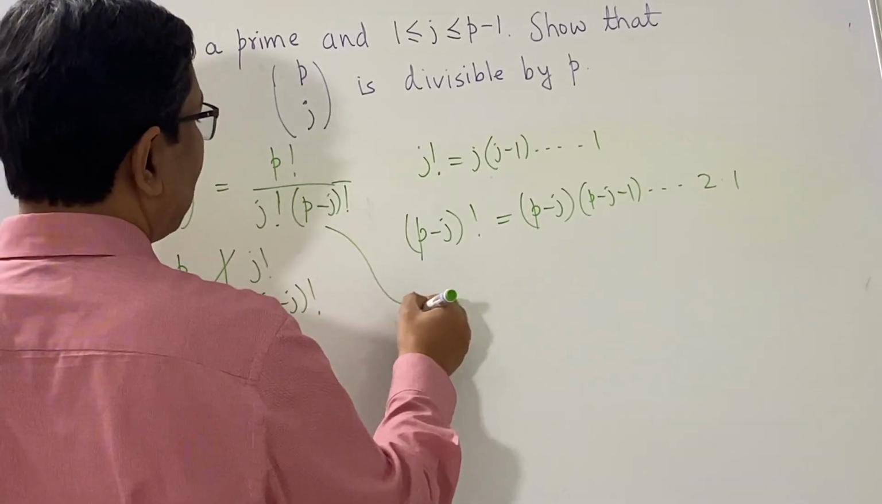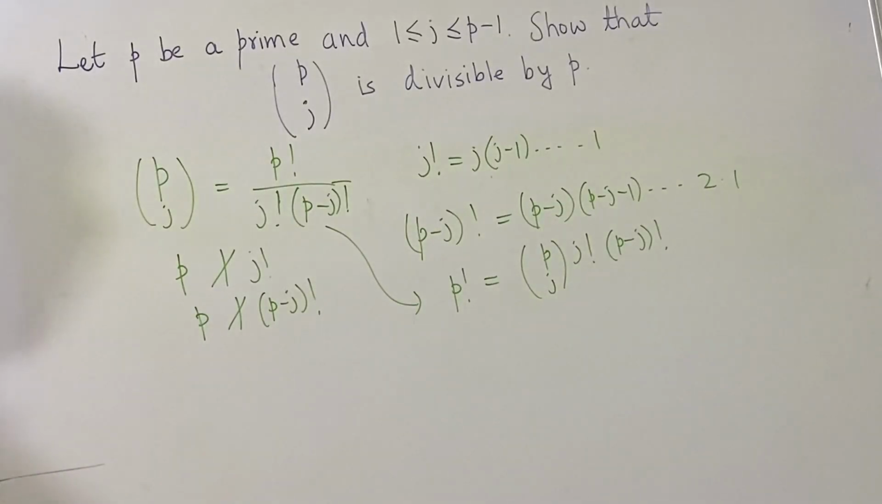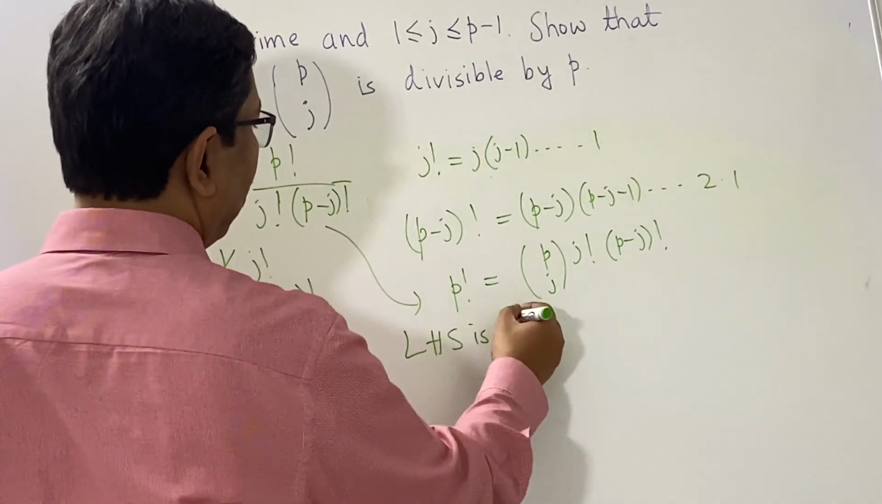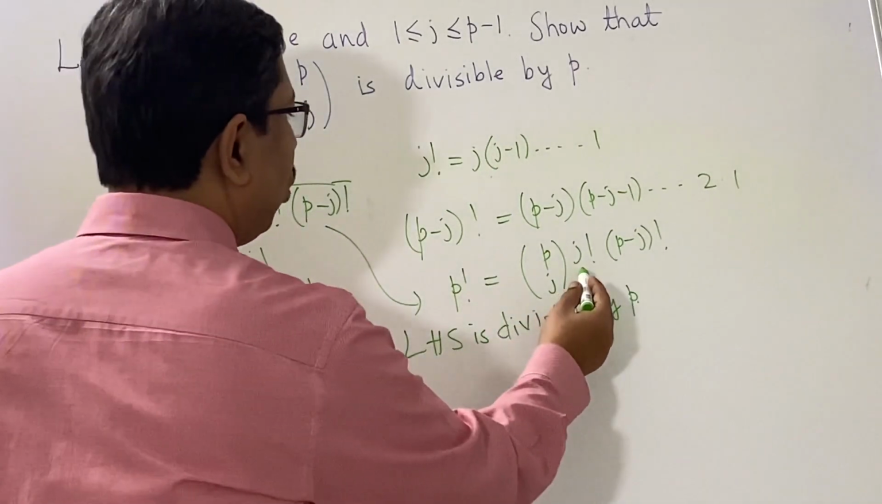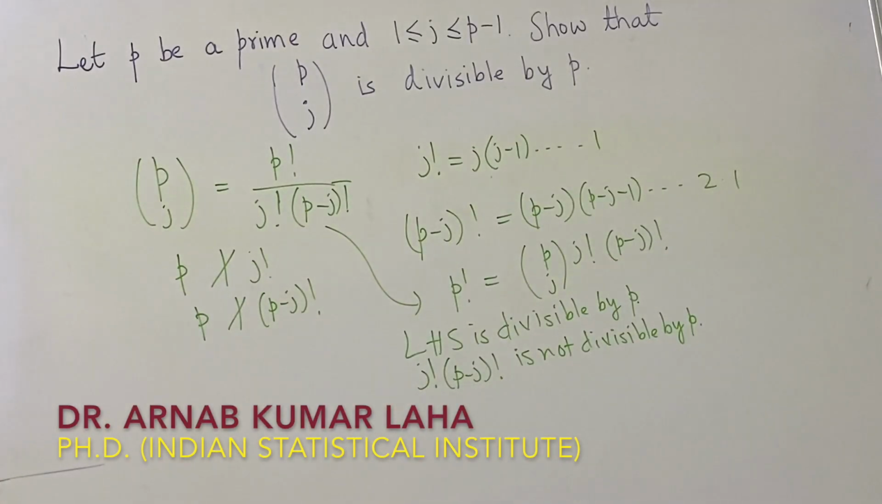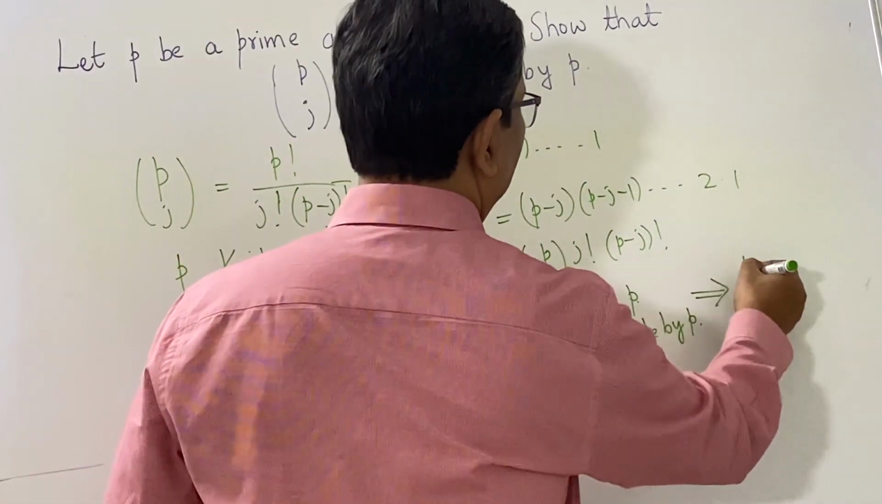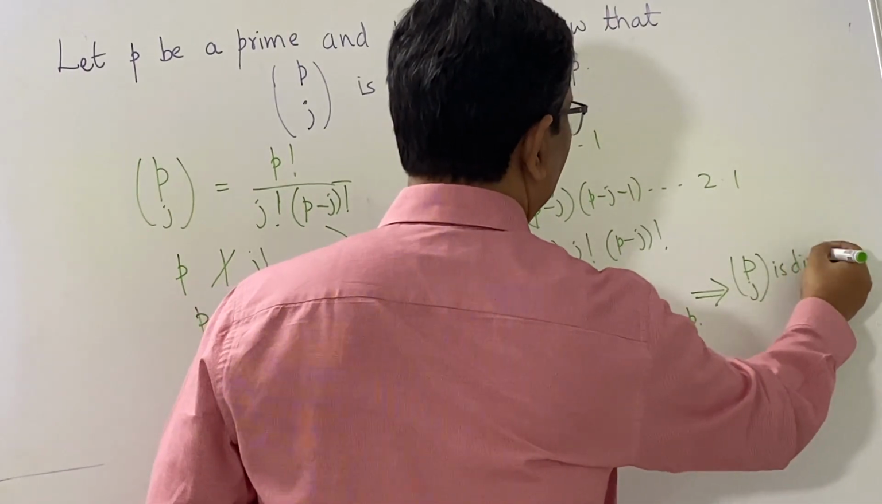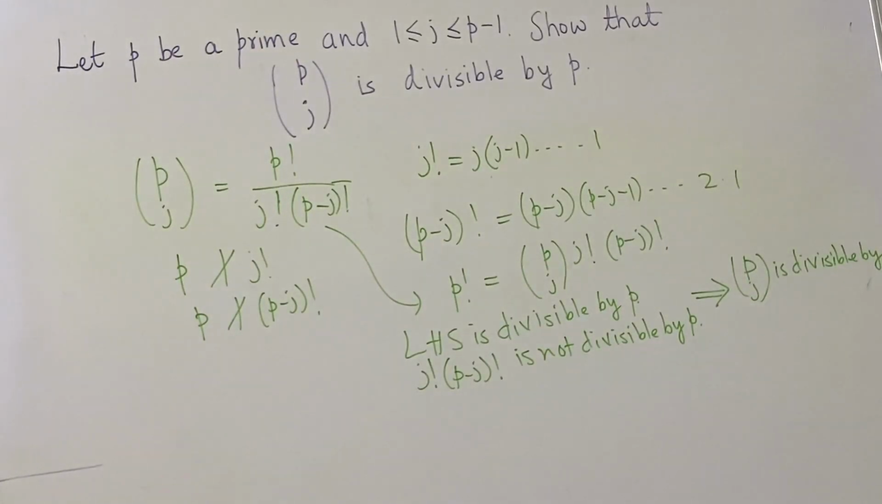Now rewriting this expression, we see that the LHS is divisible by P. J factorial and P minus J factorial in the RHS are not divisible by P. That leaves us with the only possibility that PCJ is divisible by P. That proves our result.